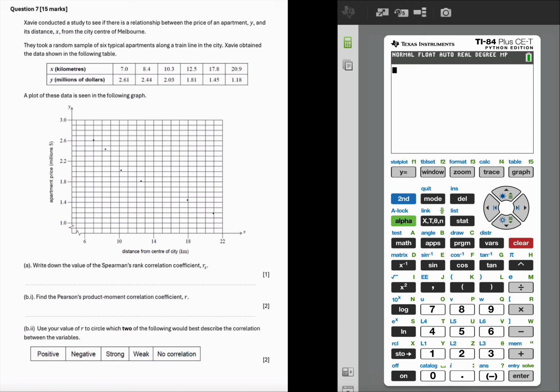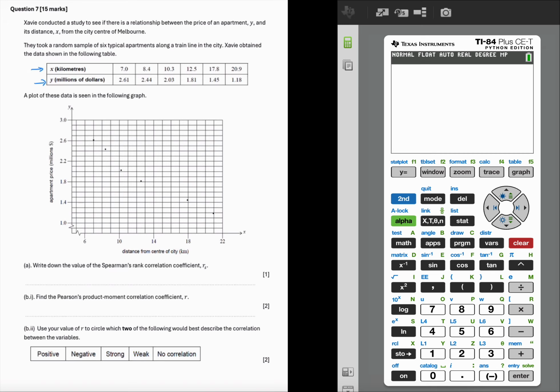Here is some data around the price of an apartment to rent against the distance of the city centre. It says that Xavier has conducted this study looking at the relationship between X and Y in the city of Melbourne. We can see the data he's collected: the distance away and then the price in millions of dollars. The first part of the question says to write down the value of Spearman's rank correlation coefficient.